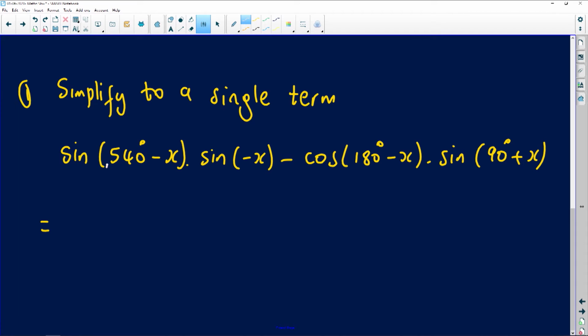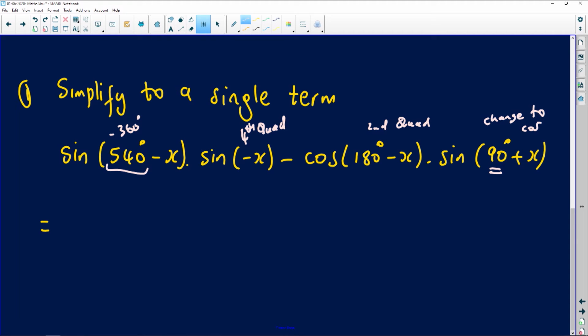This 540 is too much. If a number is too much, you are allowed to subtract 360 from it. Negative angles, we know that these lie in the fourth quadrant because this is going clockwise. 180 minus, no problem. This is going to lie in the second quadrant, right? Okay, and 90 plus, I've got a problem with 90. That means we're going to change the ratio. We're going to change to cos.